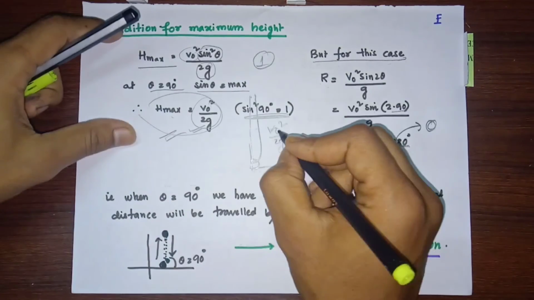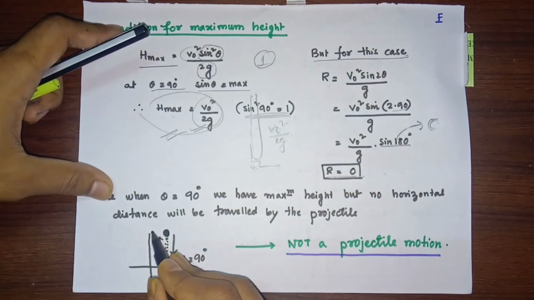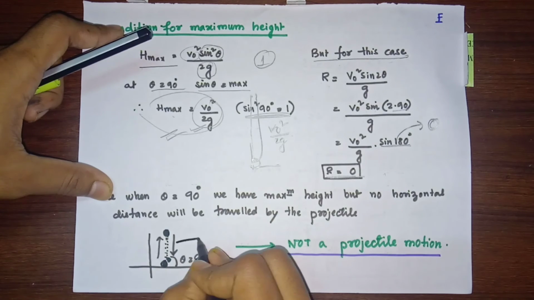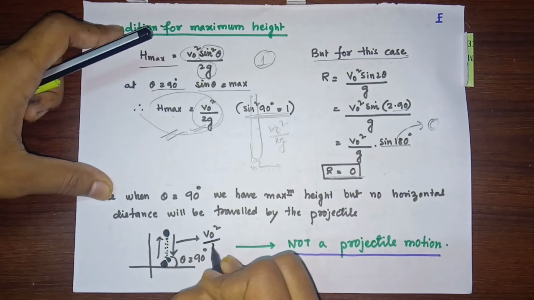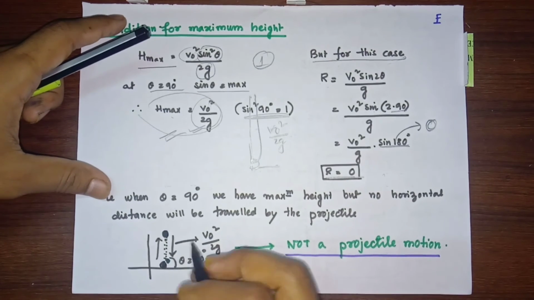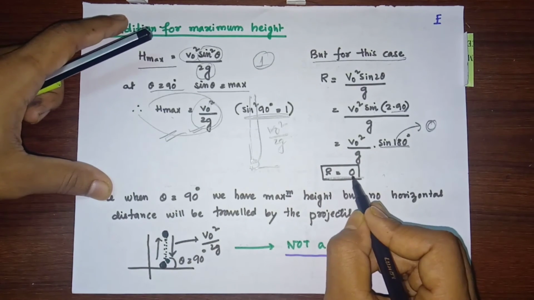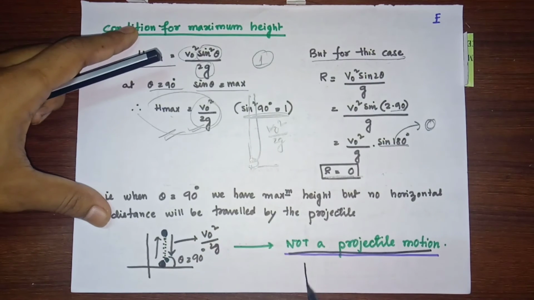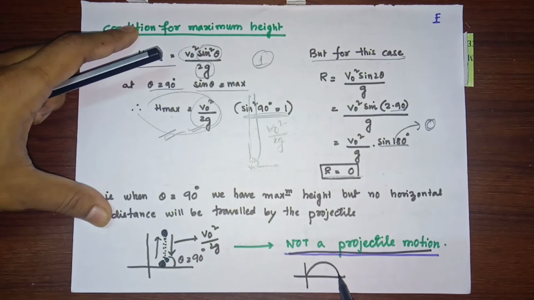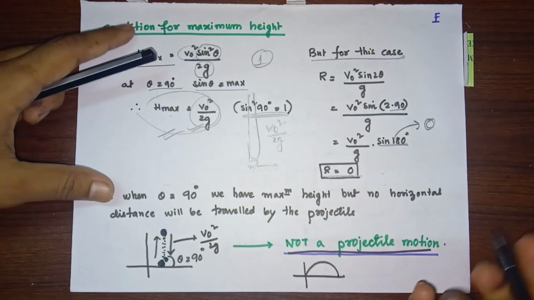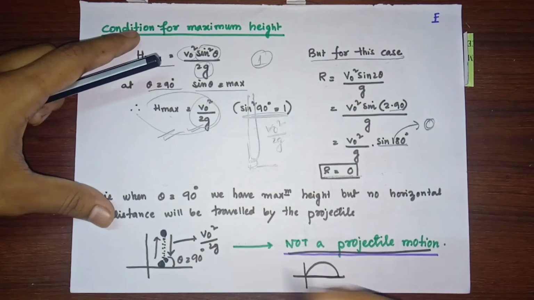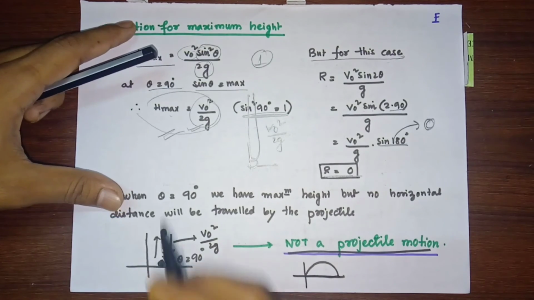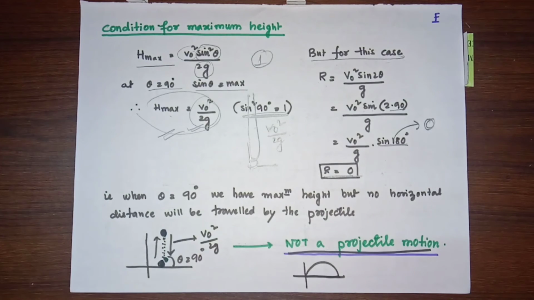Let me draw it nicely. Okay, so it is drawn here. So a particle when thrown at an angle 90 degree reaches a maximum height v naught square by 2g and returns to the ground because the range is 0. So the range is 0, so it is not a projectile motion, because projectile motion focuses on the range. It must follow a parabolic path to have some range. So it is going vertically upward and coming down, so it is not a projectile motion. We have to focus on range, that is range must be maximum.